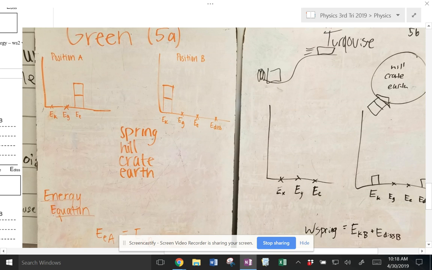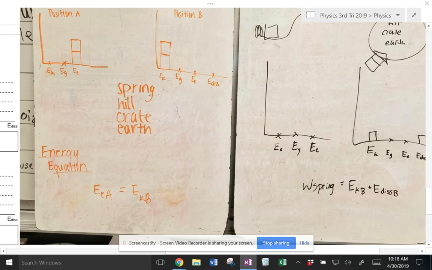All right, questions or concerns from friends here? What's your equation say there? So elastic energy at A equals kinetic energy at B. Any questions from our friends? This isn't right. Yeah, this isn't right. No, that's not gravity.